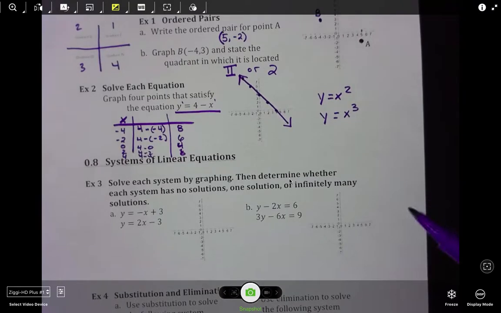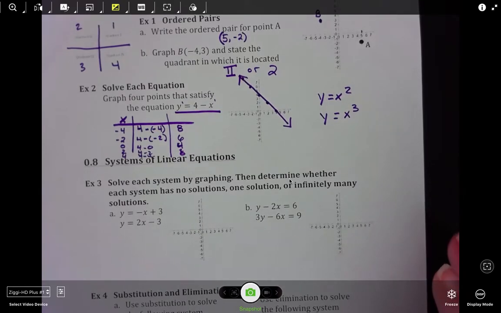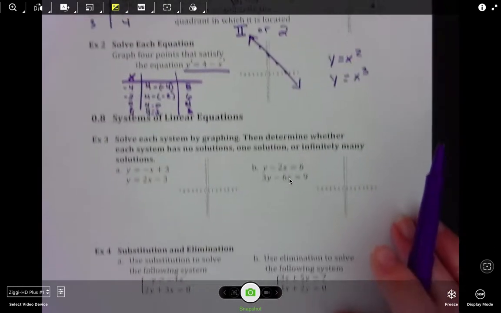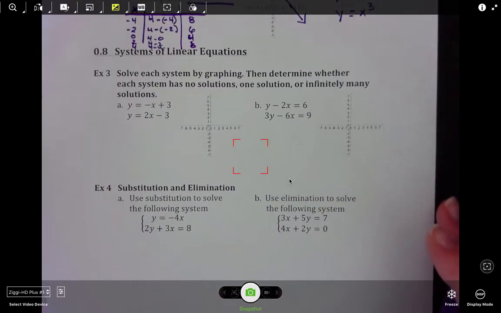I just like to do a positive and a negative range of x's to choose, because it gives me a good look at what the graph looks like over the span of all of the x's. So that's section 0.7. Very, very easy. So I've lumped that together with section 08, which is a little bit more difficult.